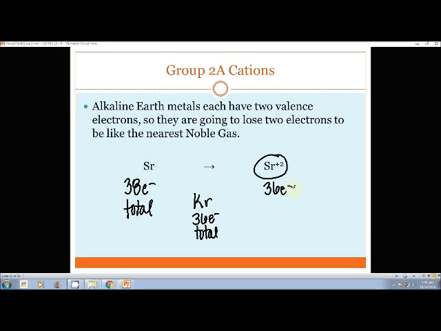When we have charges, column 1A is always going to have a plus 1 charge. Column 2A, always going to have a plus 2 charge. What about 3A? Plus 3 charge. What about 4A? Plus 4 charge. I know, crazy.